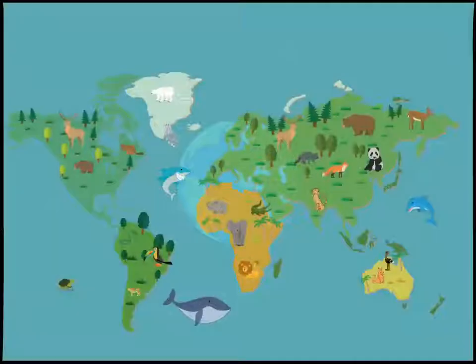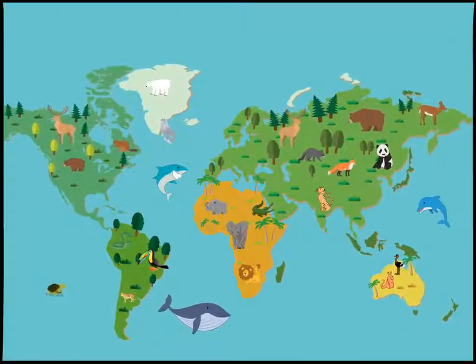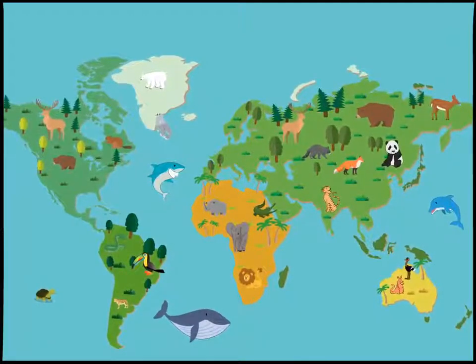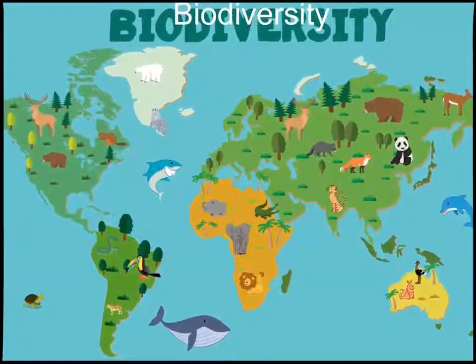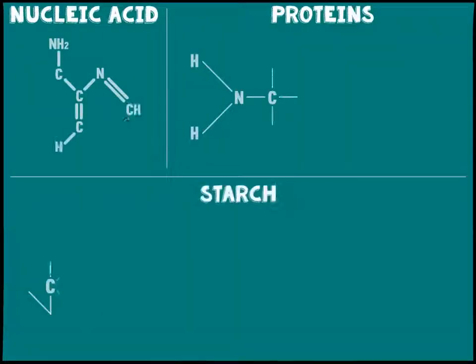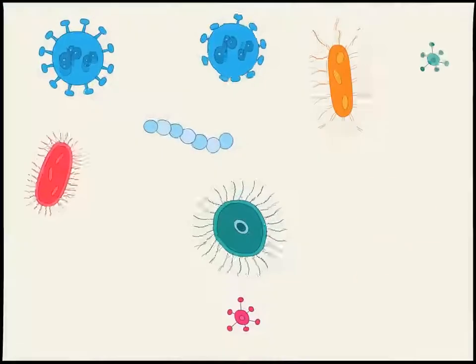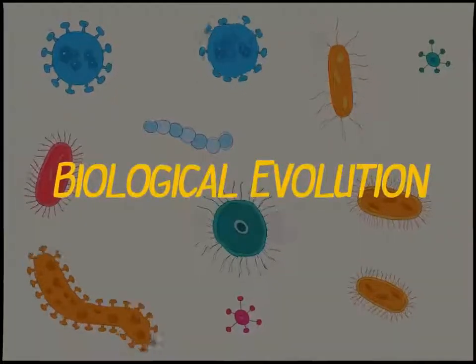In these 3.5 billion years, almost 15 million different organisms have evolved. This variety of living things can be expressed in one word: biodiversity. The origin of biomolecules marked an era of chemical evolution, while the formation of organisms is termed biological evolution.